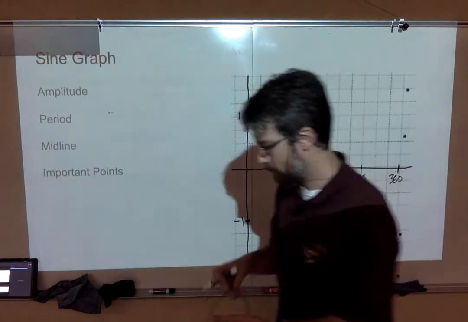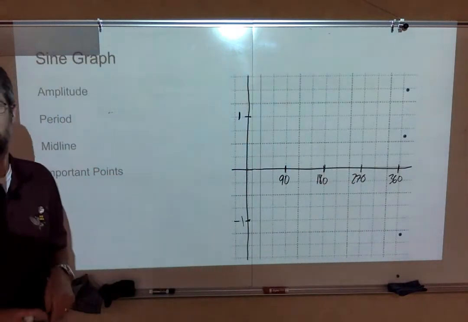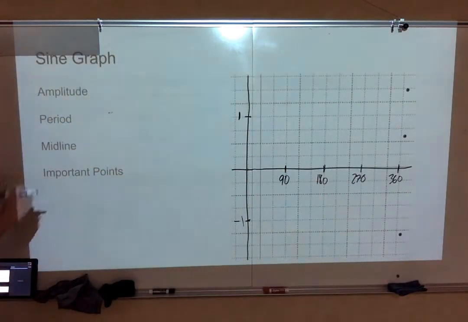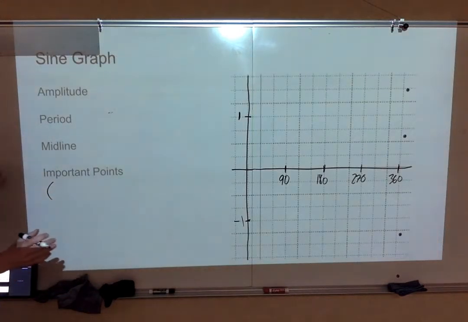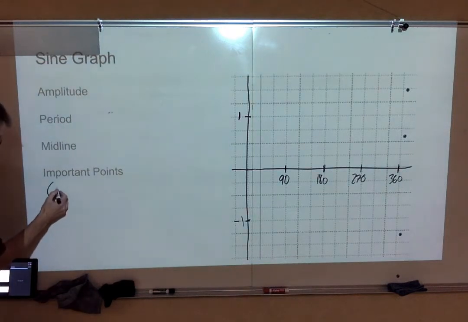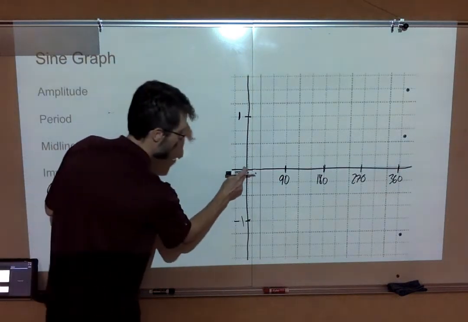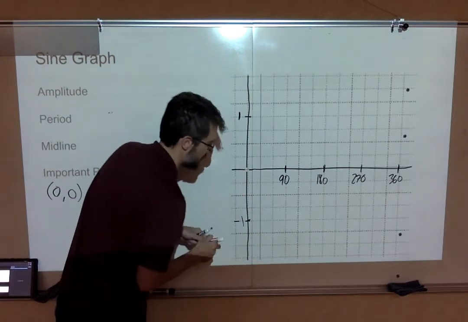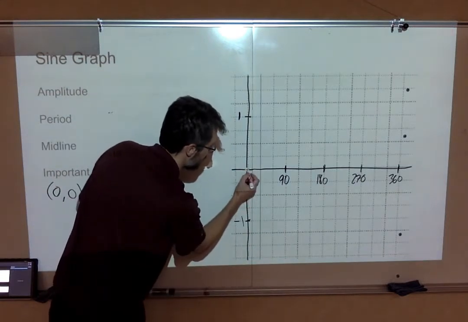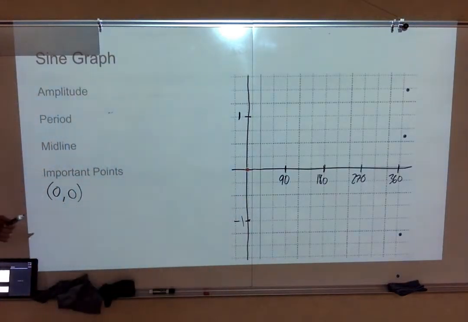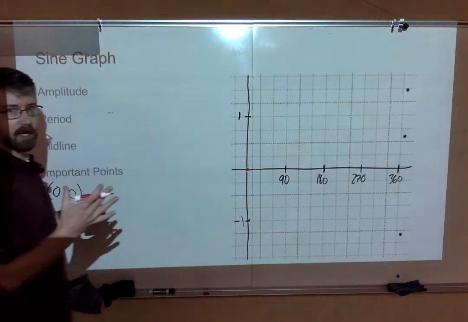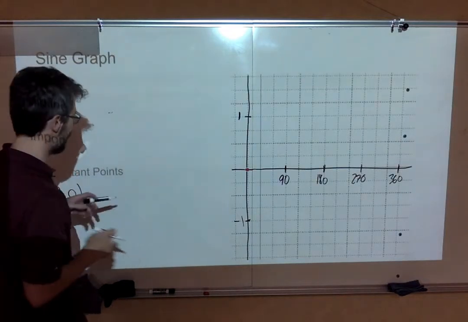All right, so our important points from that graph, the ones that I was highlighting in that last one, although the animation goes quick, so it might have been tough to follow. But the very first point there, at an angle of 0, the height was also 0. So right at the origin is where this is going to start. That is a very important point. So when you're graphing, these are the 5 points that we're going to graph, and then we're going to connect it with a smooth line.